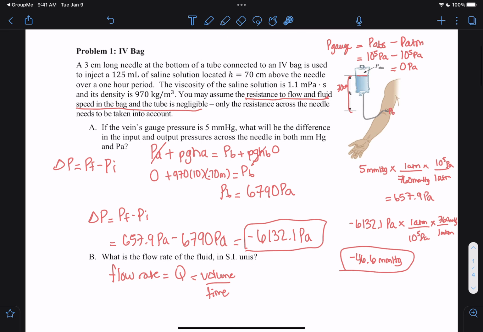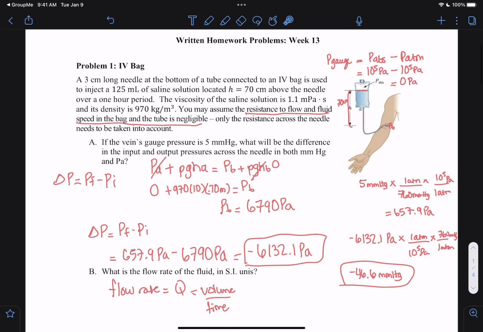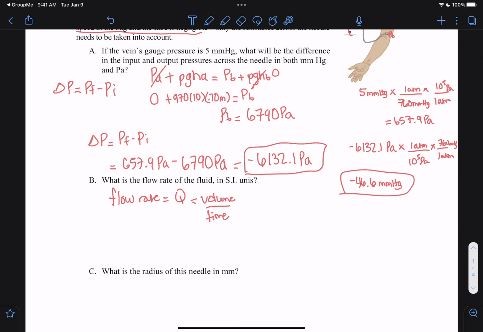Now, how long were you injecting that saline solution? So they said, where is it? 1 hour period, there we go. So we have a 1 hour period, that's our time. And 1 hour, well, we never usually have anything in hours for SI units. We want to keep it in seconds.